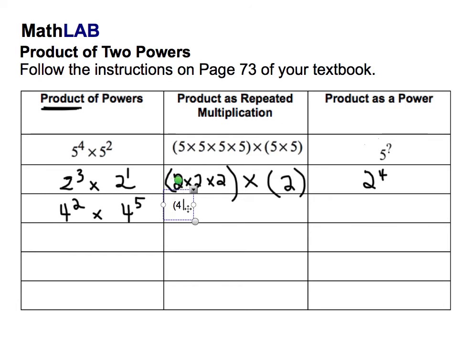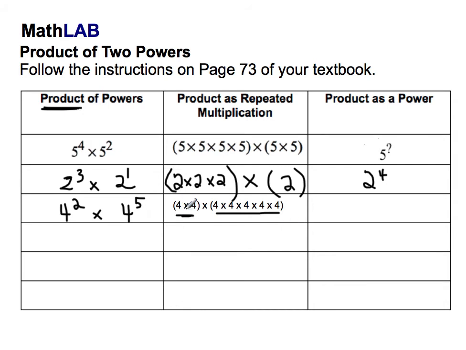So 4 to the power of 2 can be written as 4 times 4 in repeated multiplication. Now I'm multiplying that by my other power, and I'm just going to keep brackets around it so you can see which power I'm talking about, because I have 2 of them. So I have 4 to the power of 2, which is repeated multiplication, and 4 to the power of 5 can be written like that as well. Now again, it's tedious to write that.